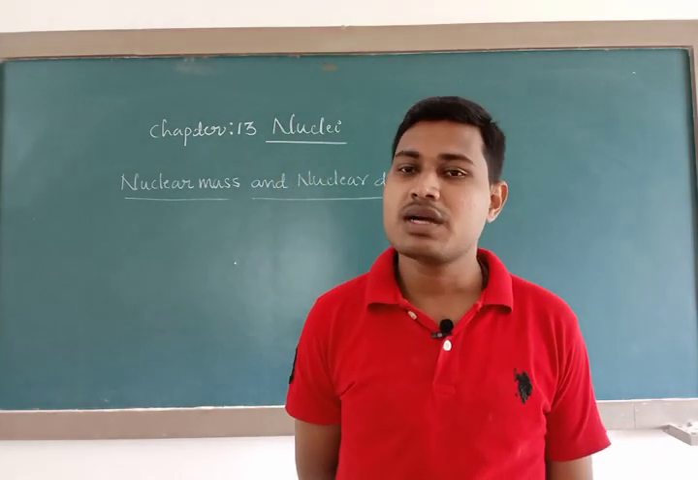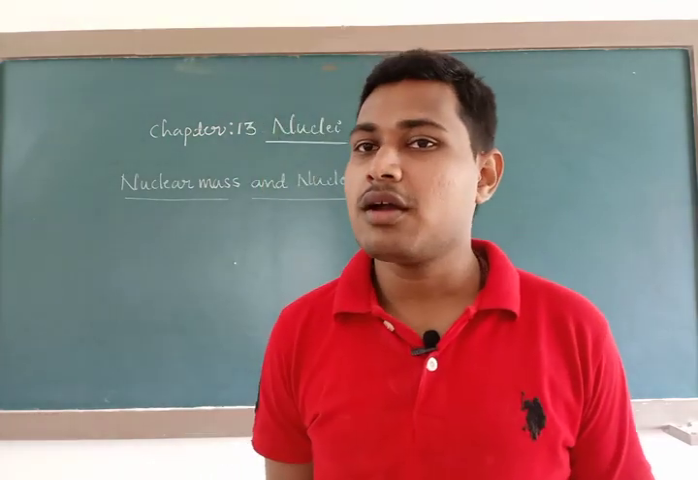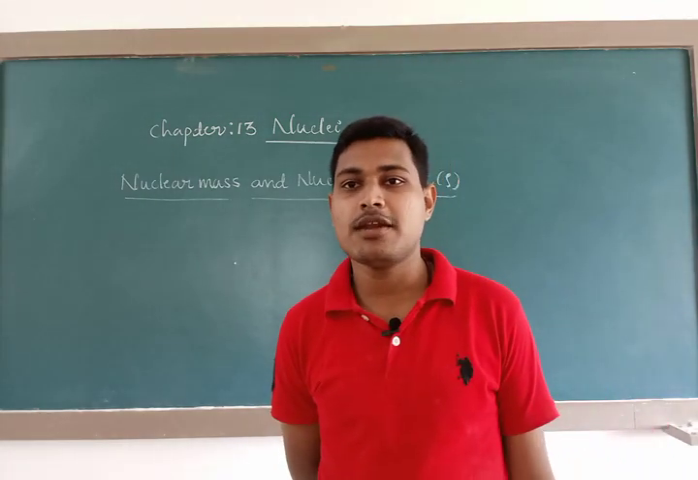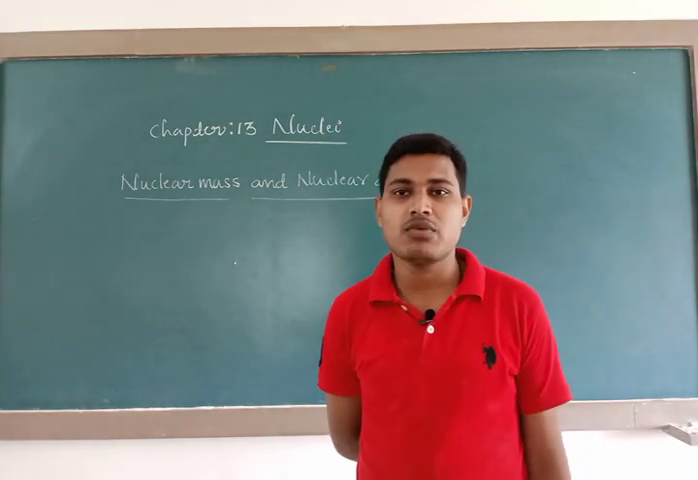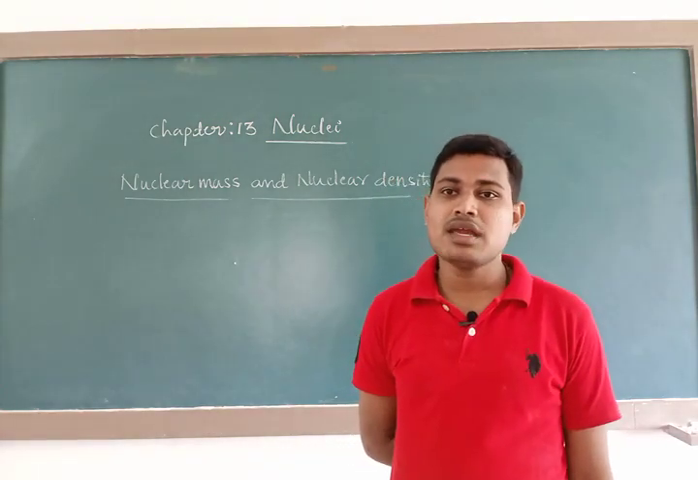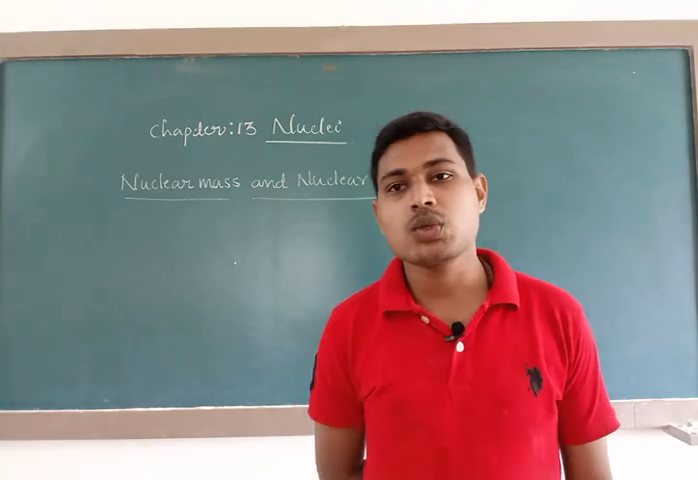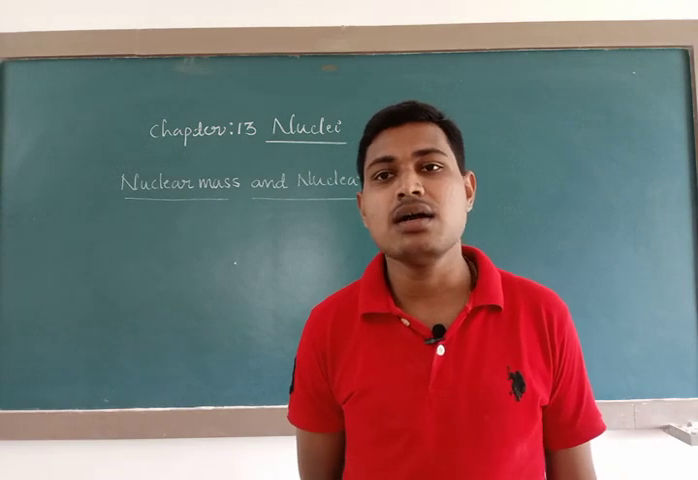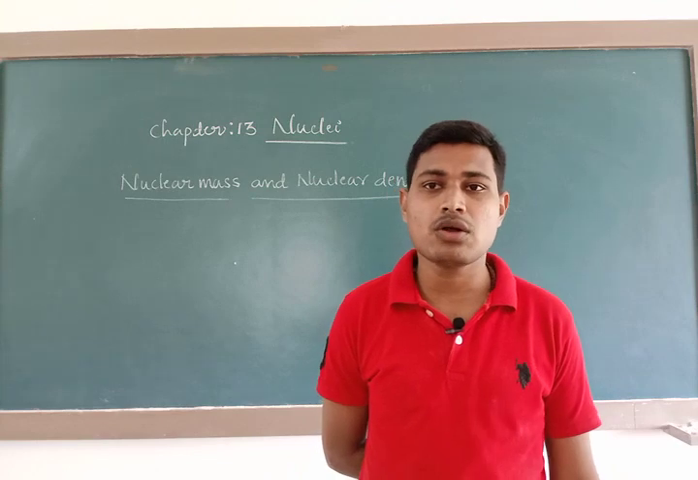In the previous class I was discussing the nucleus and its composition. I told you that the nucleus is composed of protons and neutrons. Protons are positively charged particles, whereas neutrons are electrically uncharged particles whose charge is zero. The number of protons in the nucleus decides its atomic number, and the total number of protons and neutrons in the nucleus decides its mass number. Collectively, protons and neutrons are called nucleons.